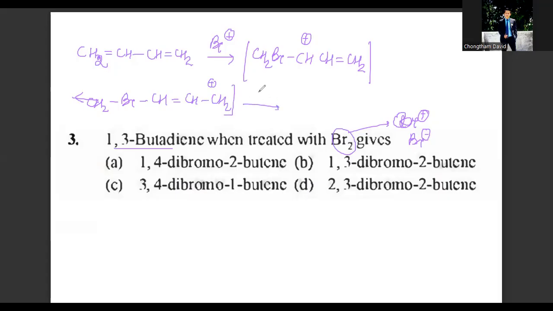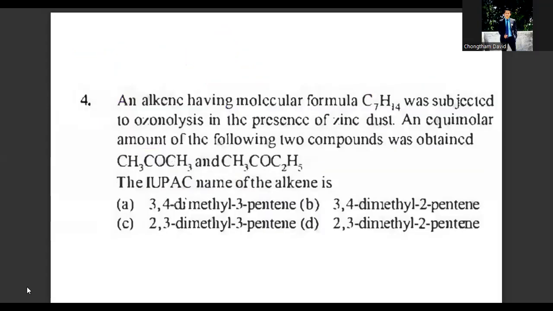Now, if another Br minus reacts with this, the product will be another alkene, CH2Br, CH double bond, CH, CH2Br. Yeah, so you can name this. The formula for this compound, the name will be 1,4-dibromo-2-butene. Option A will be the answer for question number 3. Let's see question number 4.